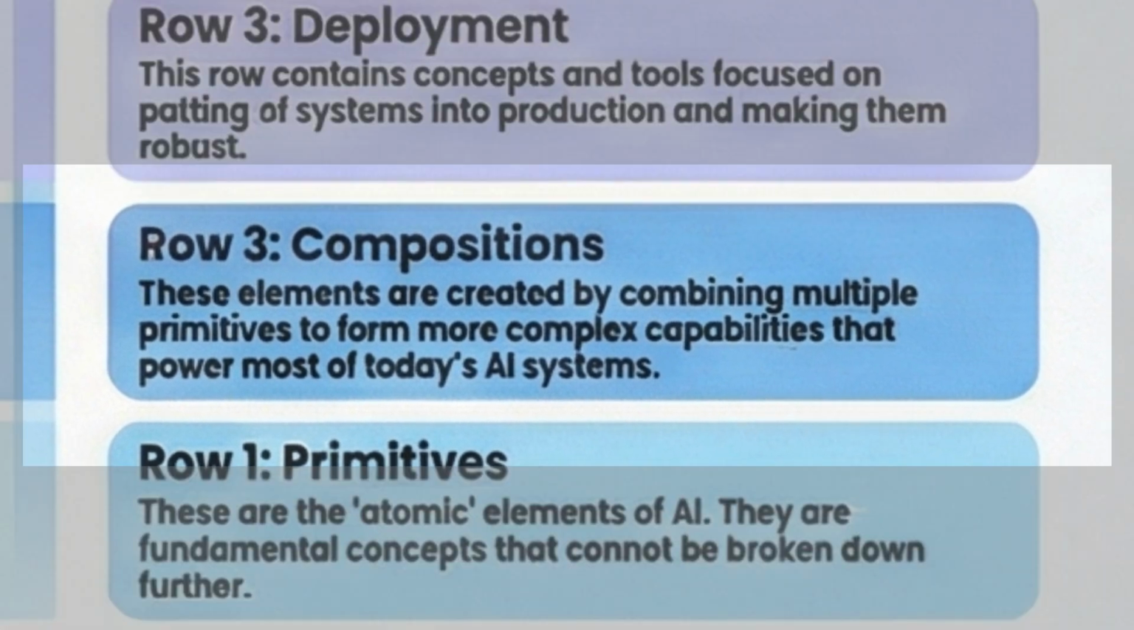Compositions arise when multiple primitives work together. For example, vector databases pair with embeddings to enable semantic search, while more structured prompting turns a basic model into a reliable question-answering system. These combinations begin to resemble real applications, although they still rely heavily on careful design and orchestration.